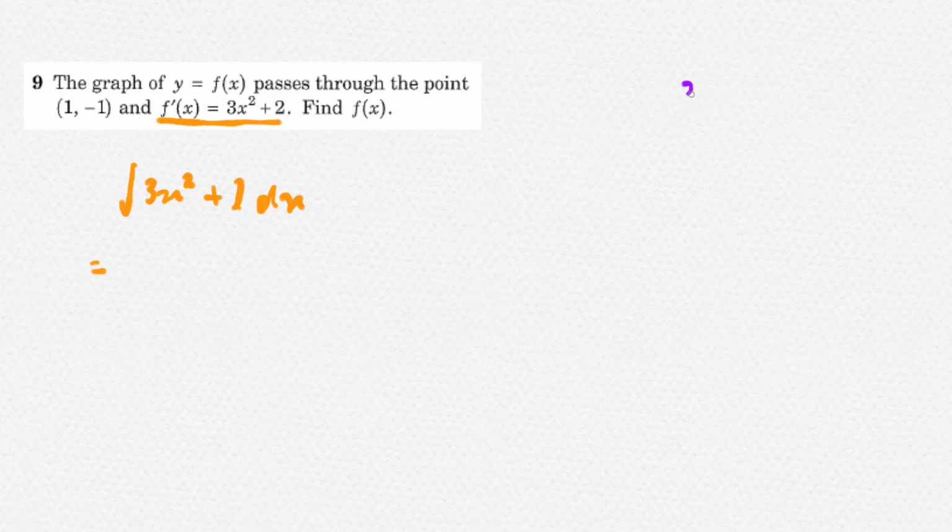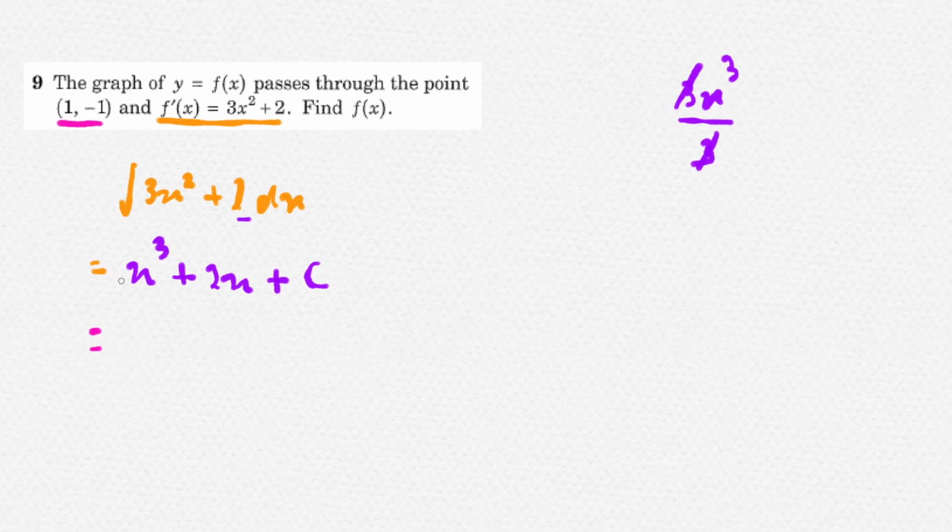The integration of 3x squared will be equal to 3x to the power of 3 divided by 3. Simplifying this, we get the integration of 3x squared is x cubed, plus the integration of 2. Since we know the integration of a constant is the constant times x, it would be 2x plus c. Now since we are given a point, let's sub this back into our equation.